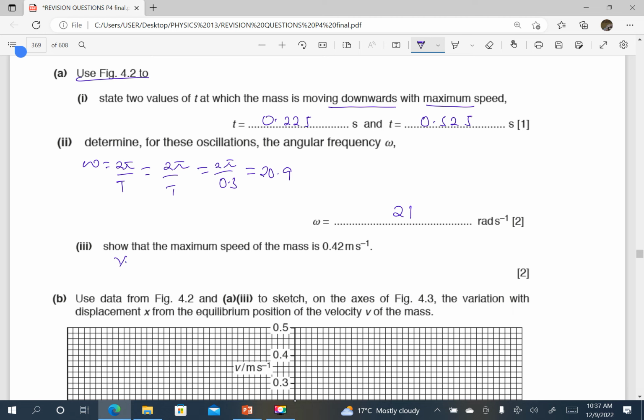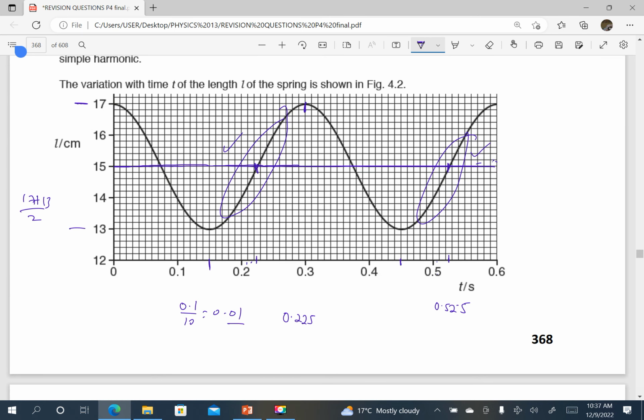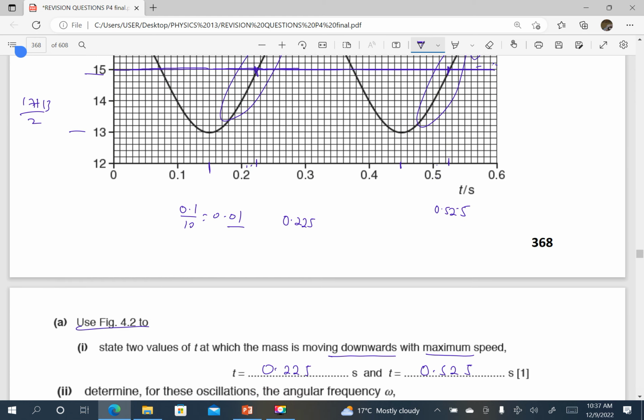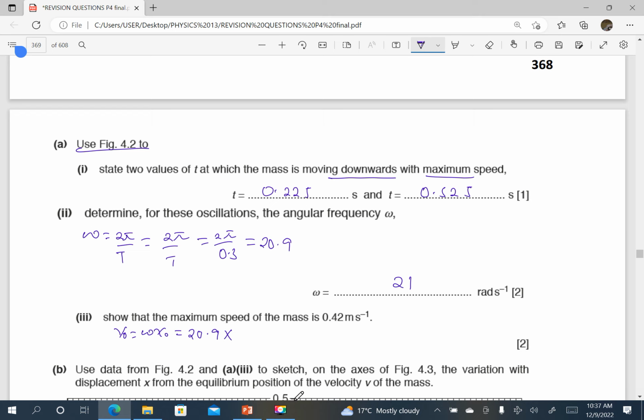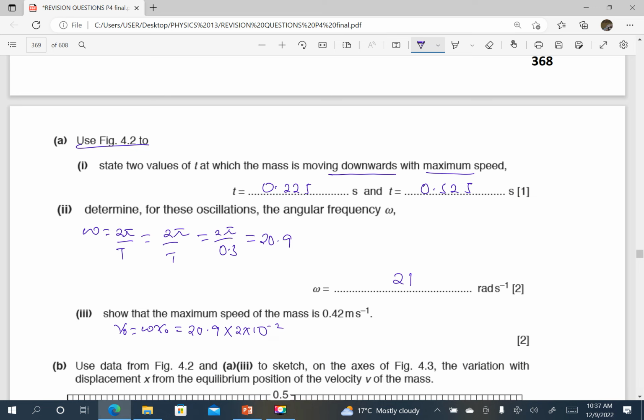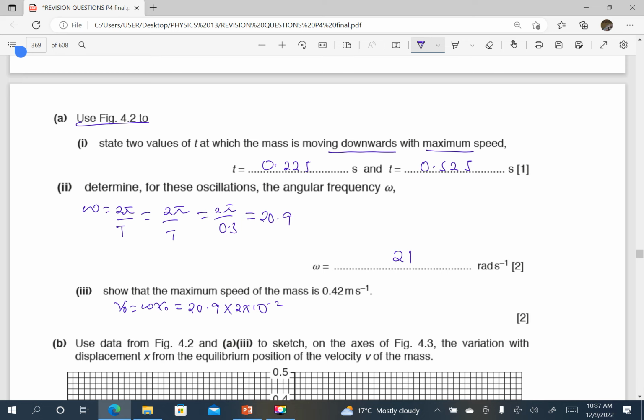So we now know that maximum speed V naught is equal to omega times x naught. And omega is 20.9 or 21 times x naught, what is the maximum amplitude from the graph. Remember, equilibrium is at 15, so 15 to 17, that is 2 centimeters. So this is going to be times 2 centimeters, which will be 2 times 10 power negative 2. I press my calculator to verify. 20.9 times 2. So this gives me 0.418, which gives me 0.42.